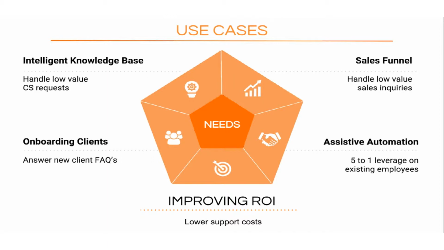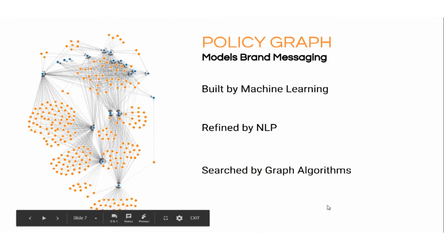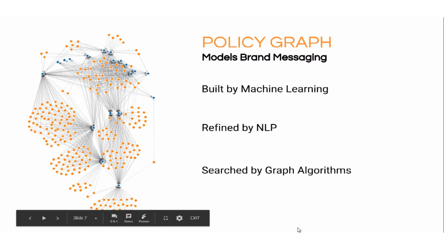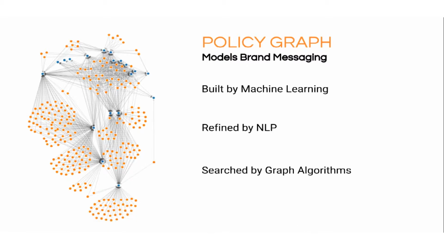And we have the assistive automation as well. In terms of technology, we work with policy graphs, and it's the graph that you see right here. Basically, what we do is we model the customer service or the brand messaging that the company is providing. We build this graph using the internal communications that can come from phone calls, chats, emails, and we build this by using machine learning, and then we refine it by using natural language processing, and we're able to do the searches within the graph algorithms.